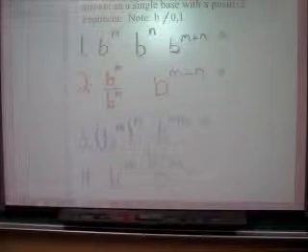Today, as we looked at our bell work, it's supposed to be a review of different properties of exponents, so we need to be sure that we have those. Don't just put those away yet. We'll need them in a few minutes in class.